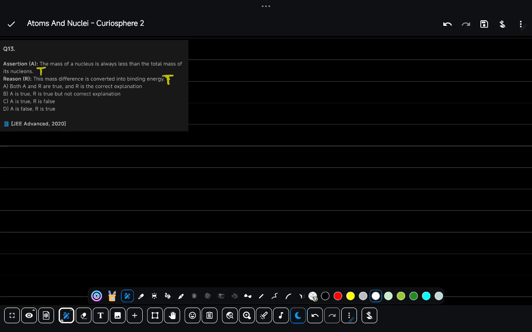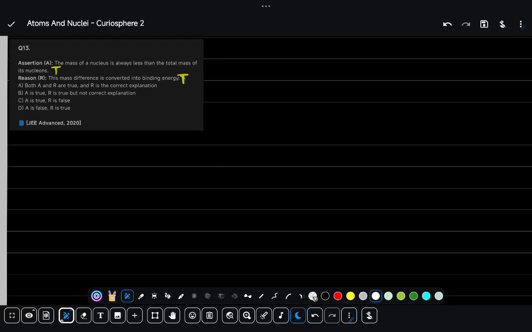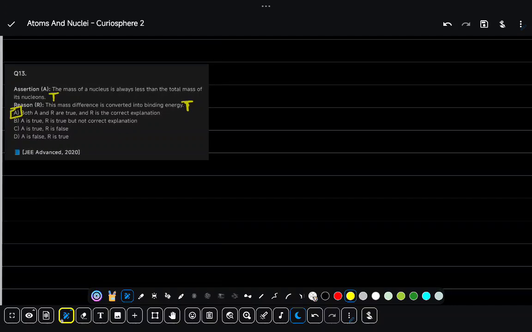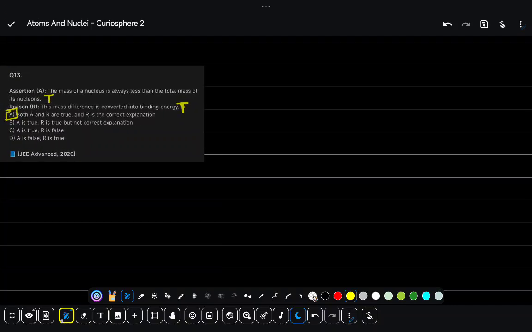So in order to have a binding energy only, it has created a mass defect. So it may be too philosophical, but still I'll go with option A. Right? You can argue with this question as well. Let me know if you have any other opinion about this question.